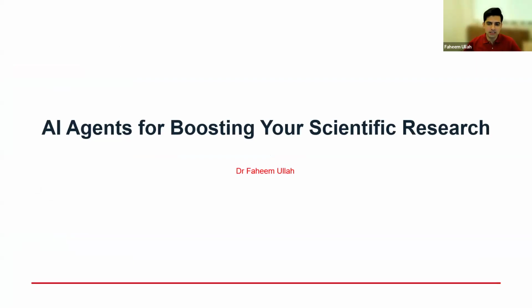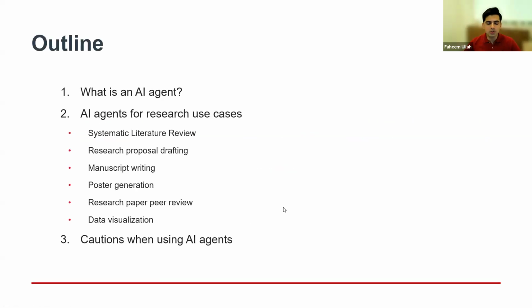So, what we are going to discuss in today's session is AI agents for boosting your research. It does include literature reviews, paper writing, and how papers are reviewed, and it has a mix of different stuff. More specifically, we'll start with what is an AI agent. I'm sure that many of you have heard about AI agents, but maybe not all of you are exactly clear about what exactly an AI agent is and what it does.